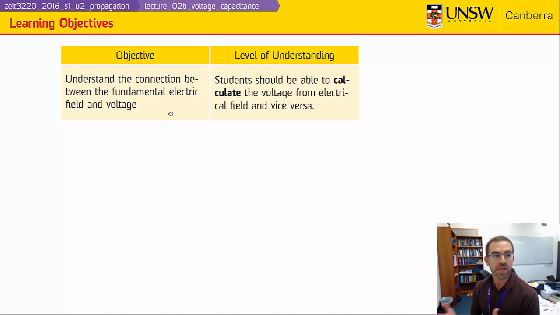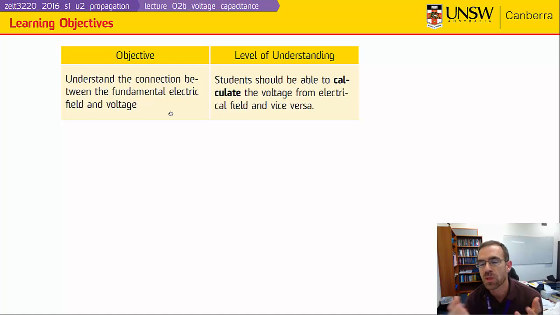The learning objective from this lecture is that a student, at the very least, should be able to understand the connection between the electric field, which is the fundamental quantity that we care about in electrostatics, and this voltage or potential difference, which is a tool that we can use to solve certain types of electrostatic problems. And of course, we relate that to circuit theory that you're more familiar with.